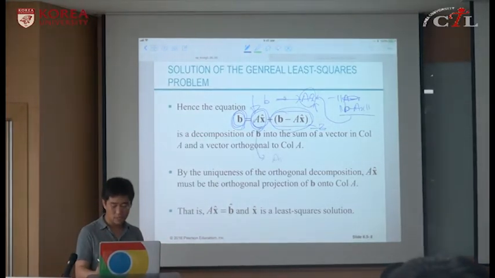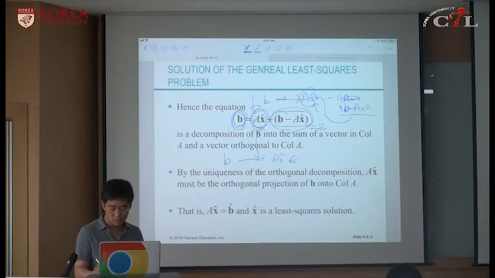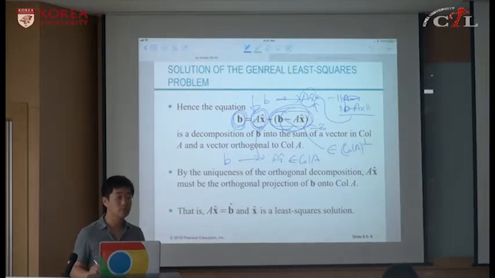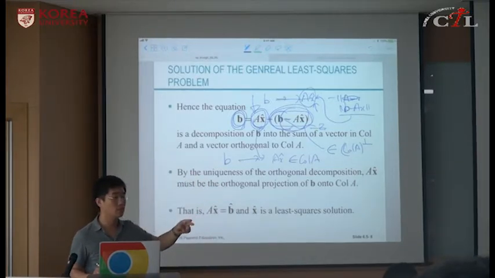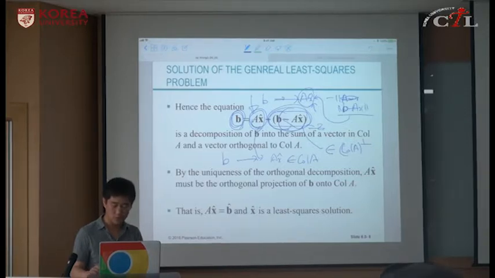So b was decomposed into two parts, where the first part, Ax hat, belongs to the column space of A, and this other part belongs to the orthogonal complement of the column space of A, right? Because that part is orthogonal to any vector in the column space of A. So it can be viewed as an orthogonal decomposition.